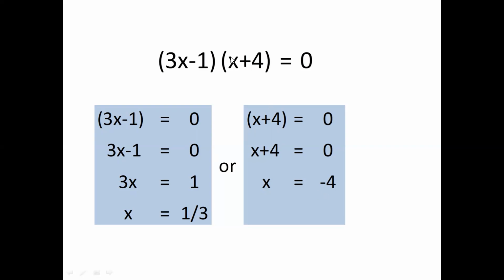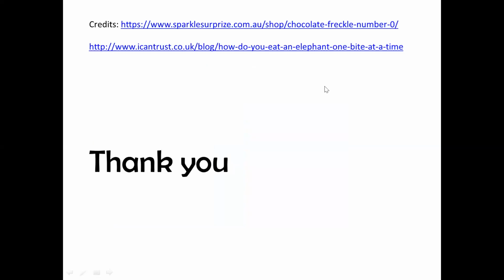If you put the minus 4 in over here, minus 4 plus 4 would be 0, and 3x minus 1 times 0 would be equal to 0. If you put the third into this first one, the first set of brackets, you'd have 3 times the third, which is 1, minus 1, which would be 0. That would also make this equation 0. So thank you very much for listening to this short, hopefully short, little nibble. And hopefully it's taught you how to eat the elephant.